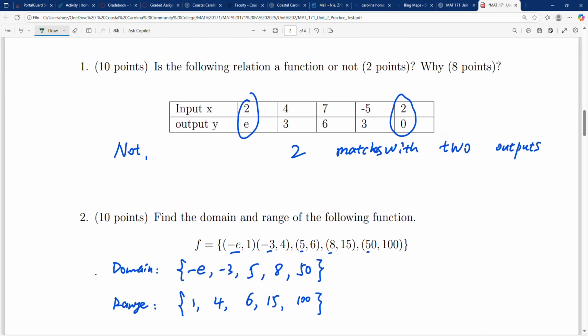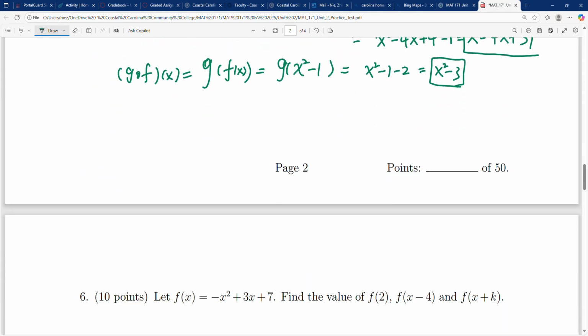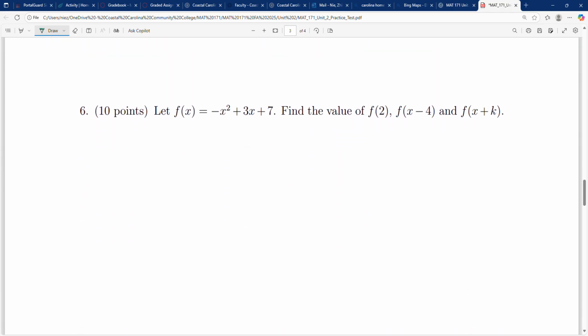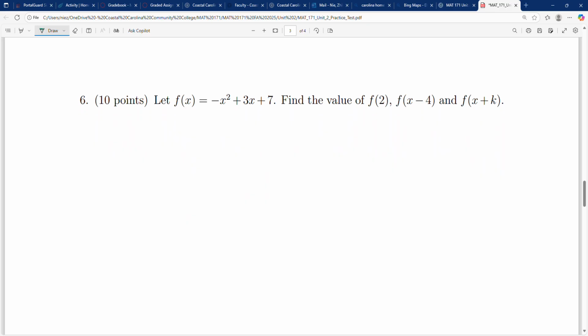This one doesn't match. Okay, number 6. Find the value of f(2). You see this one is the evaluating function, right? Evaluating function. So just replace x with the corresponding value. So f(2), just replace x with 2, is negative 2 squared. And here you don't need to use parentheses since it's just one number, right?